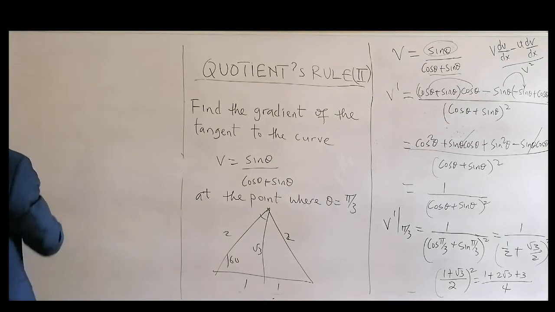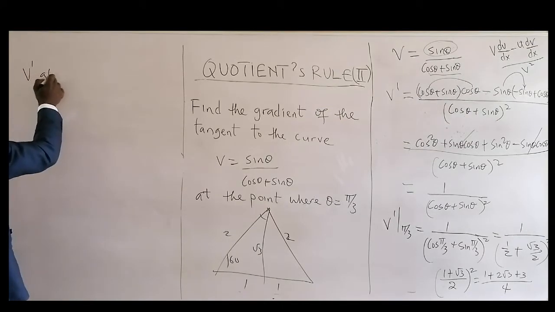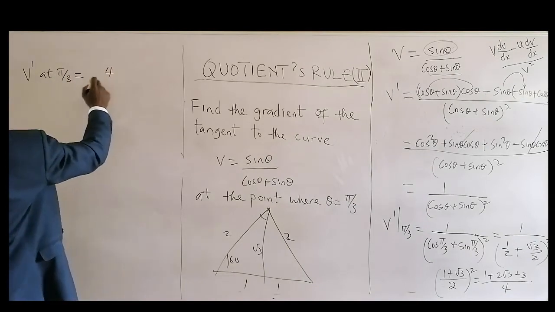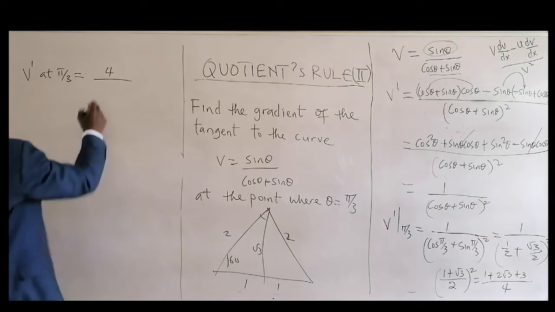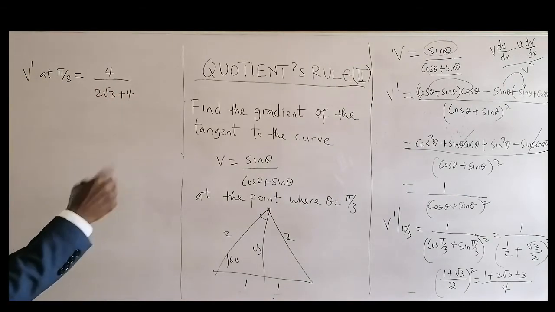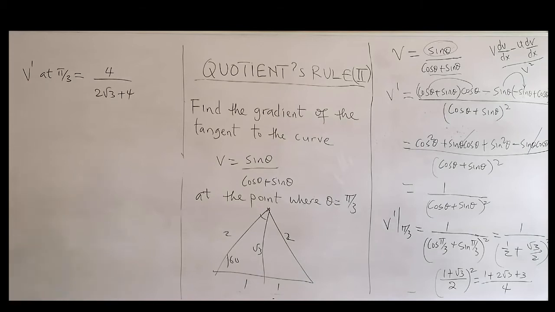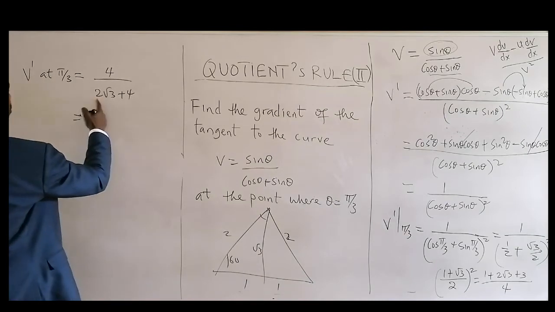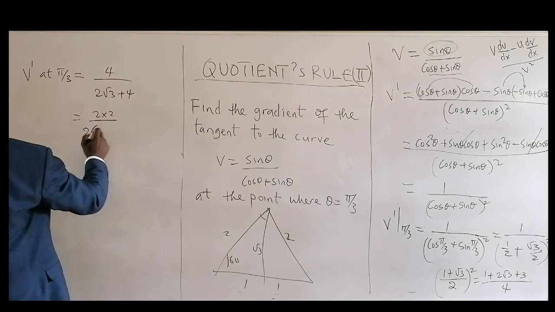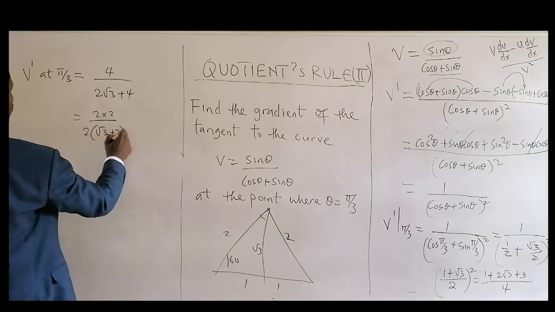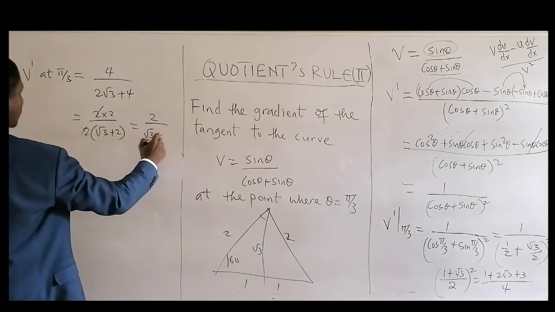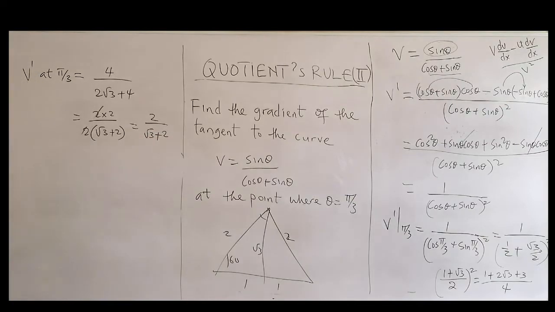The inverse of that, so v prime at pi over 3 is equal to 4 over (2 root 3 plus 4). 1 plus 3, that's 4. That's 2 root 3 plus 4. Then you can factorize: 2 can go here, 2 can go here. So that will be 2 times 2 up there over 2 into bracket (root 3 plus 2). So the 2 cancels, and we have 2 over (root 3 plus 2). So that is the answer.